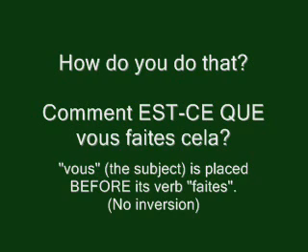I'm trying to create a link between the T at the end of comment and the vowel that follows. So it will be comment est-ce que. Comment est-ce que, okay? Comment est-ce que vous faites cela? How do you do that? In this case, we have comment plus est-ce que plus the subject vous, which comes first this time, then the verb faites, and then cela, which is the rest of the sentence.